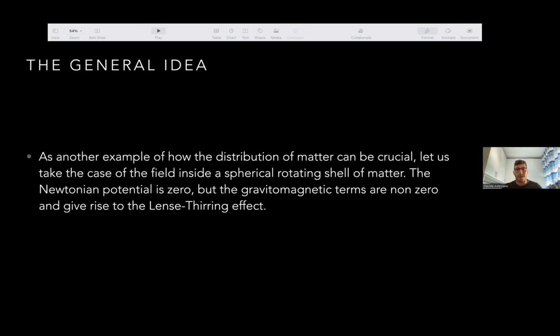Another example that may be interesting to discuss is how the distribution of matter can be crucial. We can study the field inside a spherical rotating shell of matter. Inside, the Newtonian potential is 0, but of course, we also have the Lense-Thirring effect inside. So the distribution of matter is very important. It's not that easy to take the expansion in 1/c when we are inside the distribution, or maybe we have a shell of matter outside.